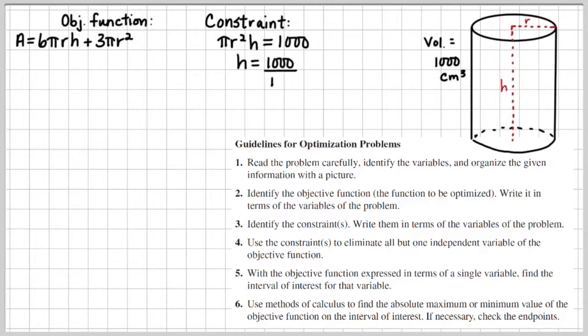When we divide both sides by pi r squared to isolate h, we have h equals 1,000 over pi r squared. Now we're going to take that expression and go to our objective function and replace that h with 1,000 over pi r squared. In so doing, now we'll have 6 pi r times 1,000 over pi r squared instead of the h that was there, plus 3 pi r squared.